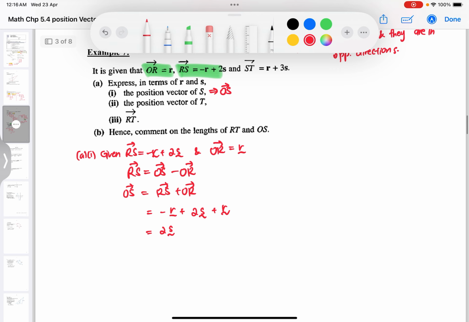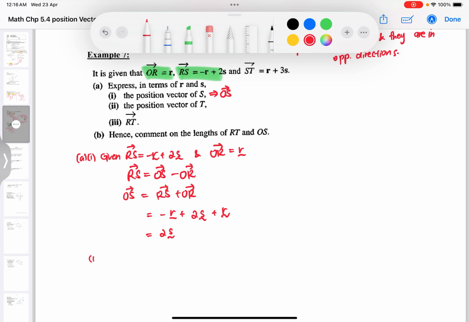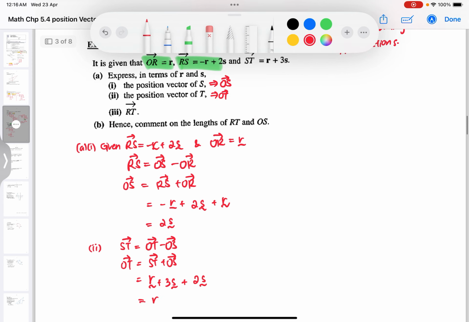Okay, then we can do that for part 2 as well. Find the position vector of T, that is OT. We are given ST, so we'll use ST and rewrite ST as OT minus OS. Then OT will be equal to ST plus OS, and ST is given by r plus 3s. OS is 2s, which I found in part 1. So my answer will be r plus 5s.